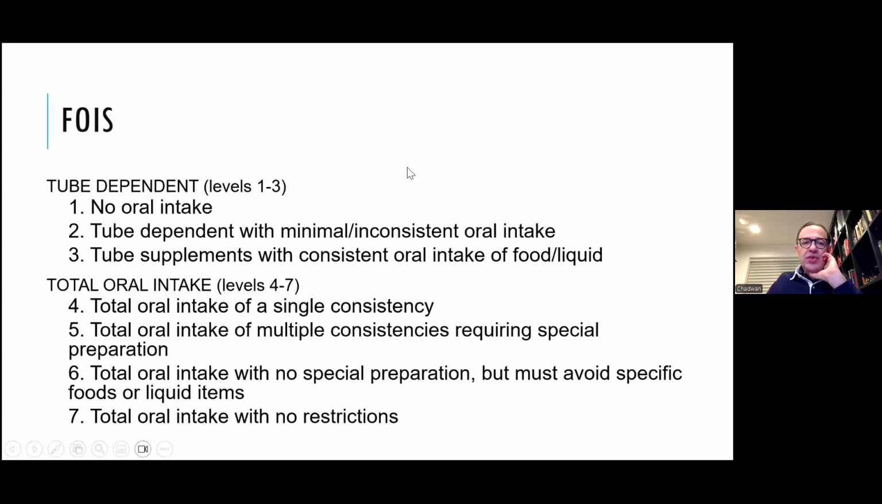Similarly, the FOIS scale looks into oral intake categorization, and it goes from tube dependent, when the patient has a gastrostomy tube or a nasogastric tube, where you have grade 1 when there is no oral intake at all, then grade 2, some minimal oral intake, grade 3, and then from 4 onwards, you will have no tube feeding, and the patient is totally reliant on oral intake. However, that could be single consistency. They only manage thickened fluid, so we're giving them dietary supplements, Ensure, and so on. Or they can manage multiple consistencies, diet modification, or a completely normal diet with no restriction.